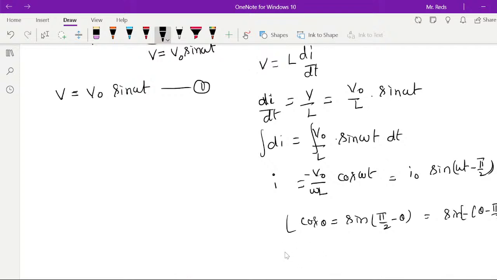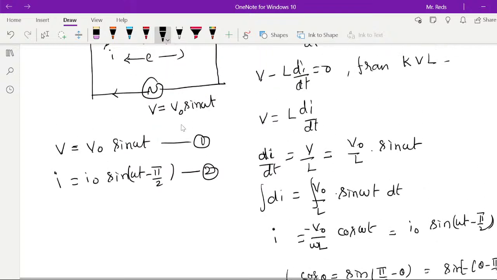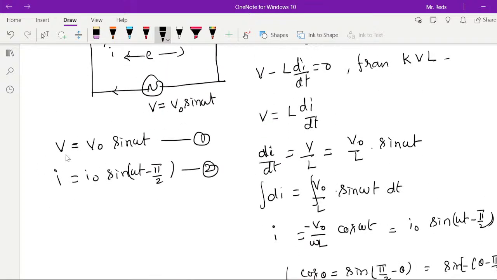Now let us get back to the comparison part. I is equal to I naught into sin omega t minus pi by 2 you can write. This also we have discussed briefly, how to represent these expressions. Let me say this is equation 2. In case of a pure inductive circuit, alternating voltage is given by V equal to V naught sin omega t, whereas alternating current is given by I is equal to I naught sin omega t minus pi by 2. So because it is omega t minus pi by 2, we can say current lags behind the voltage.